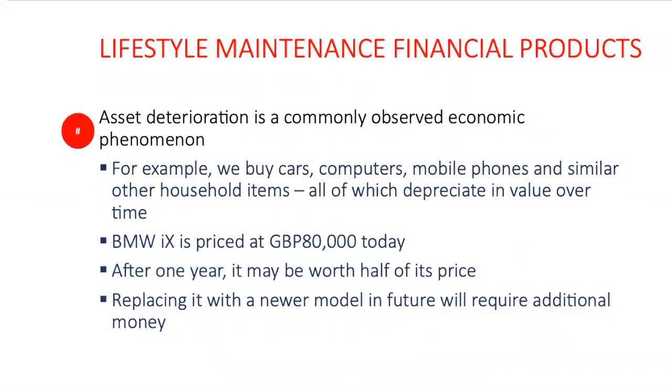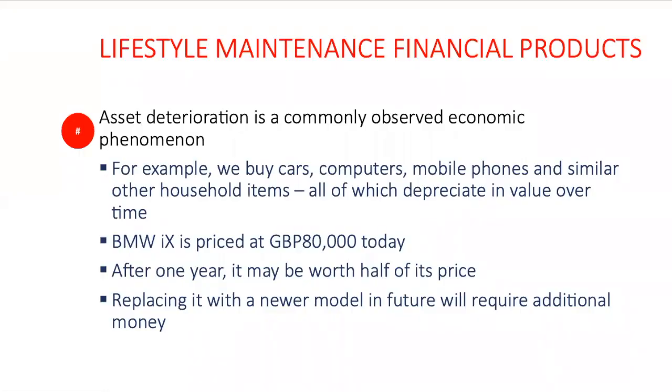Now, we would actually use at least one example in this module, and in most other modules, we would be focusing on one example to explicate our point. In this module, we would be focusing on what I would like to call lifestyle maintenance financial products, LMFPs. And lifestyle maintenance financial products, their need arises out of what we call asset deterioration. Asset deterioration is a commonly observed economic phenomenon.